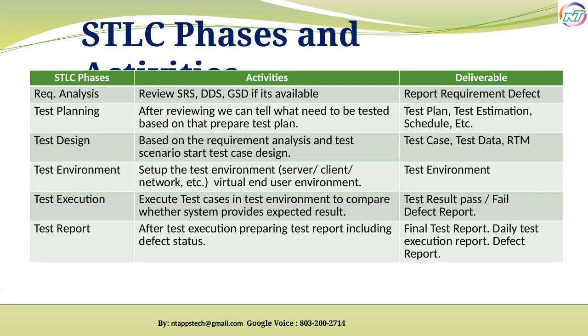A software testing lifecycle involves several key phases, each with specific activities and deliverables that ensure a structured approach to testing. It begins with requirement analysis, where we review the software requirement specification, design documents, and other related materials to identify any defects early on. Next, test planning takes place, where, based on our analysis, we decide what needs to be tested and develop a detailed test plan, including estimates and schedules.